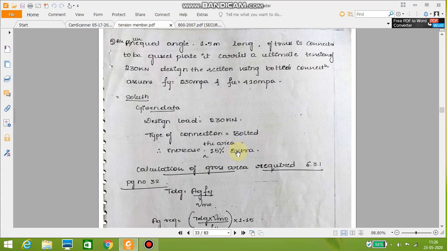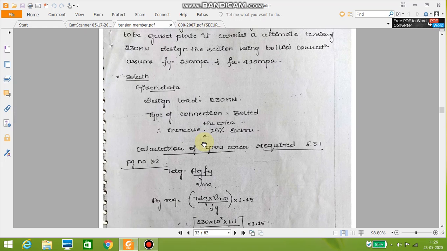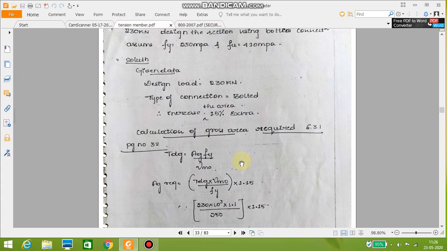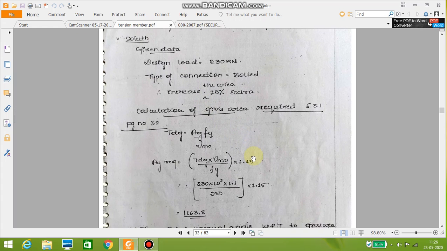So here the sizing of the angle section is not given, so we have to do the preliminary sizing. Given data: design load is 230 kilonewton, type of connection is bolted connection. Whenever you have a bolted connection and the size of the angles is not given, you increase the area by 15 percent. Now by using clause 6.3.1, we have TDG equal to AG into Fy divided by gamma m0.